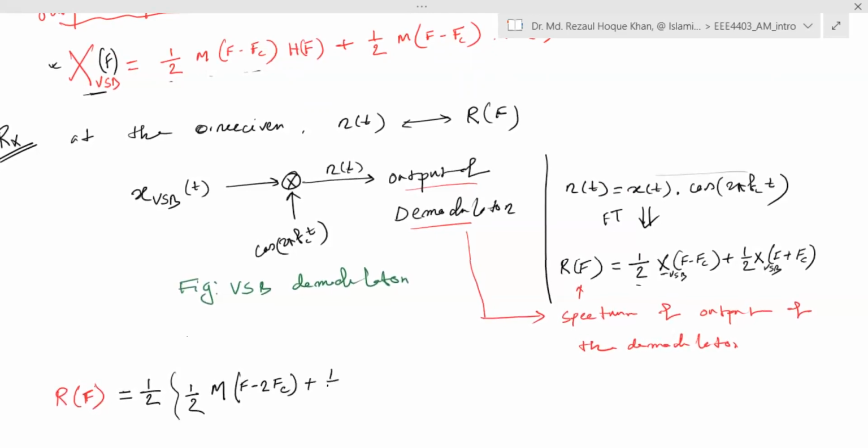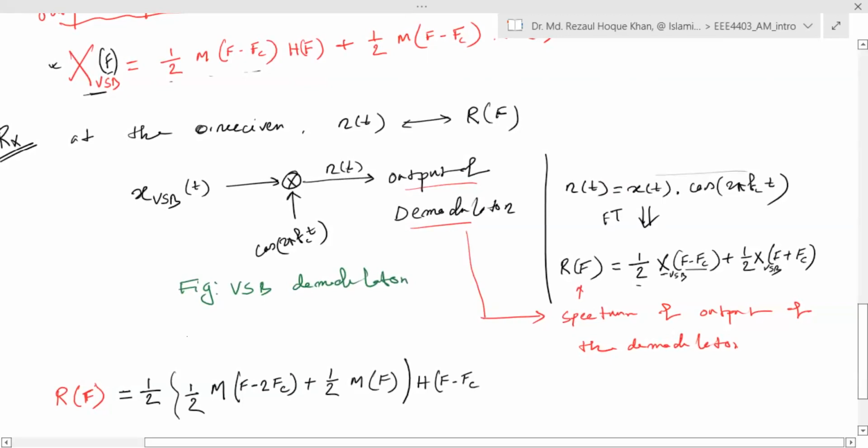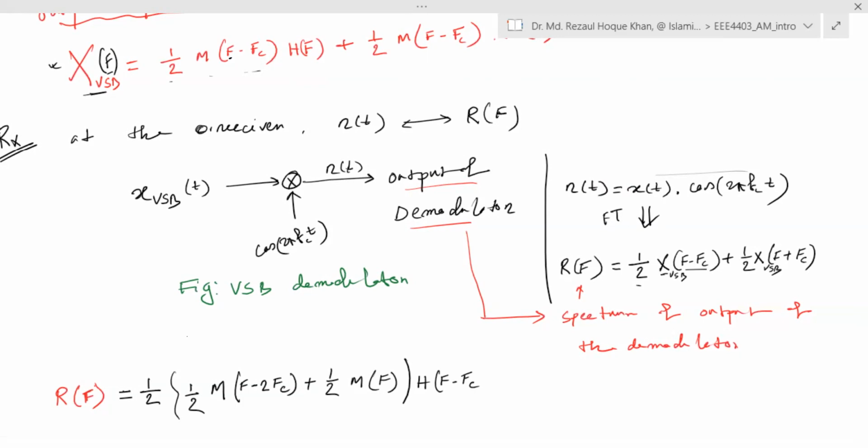plus half of M F multiplied by the H F minus FC. Because this is XF, so XF will be replaced by XF minus FC in this equation. All the F will be F minus FC. So that's why F becomes F minus FC. So 2 minus and minus FC becomes twice FC here. You see, this is how we got it. Okay. So this is the one portion.